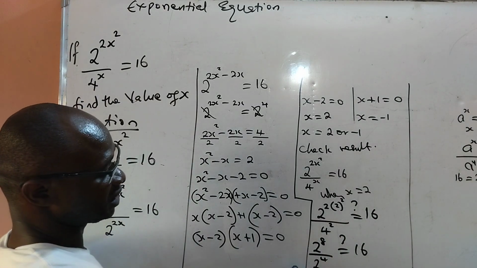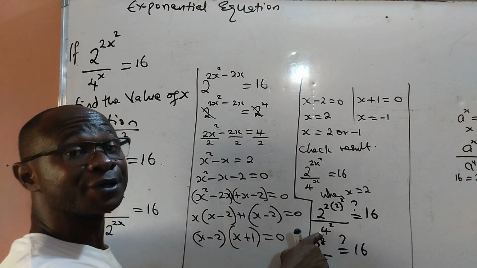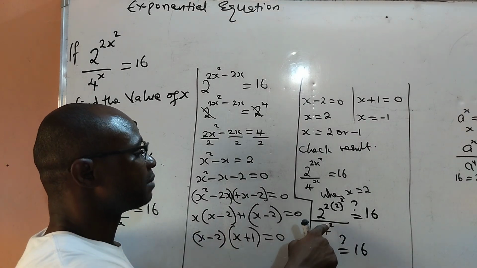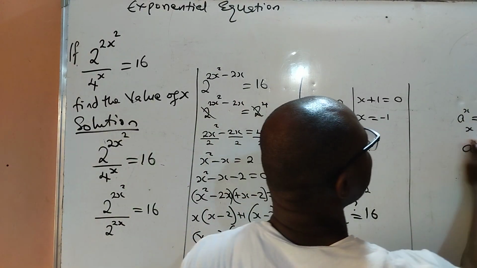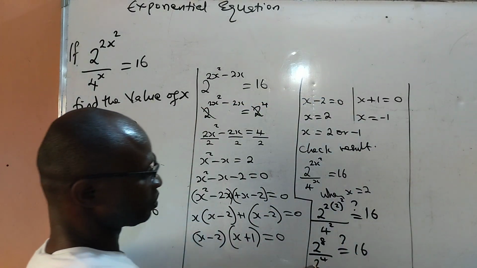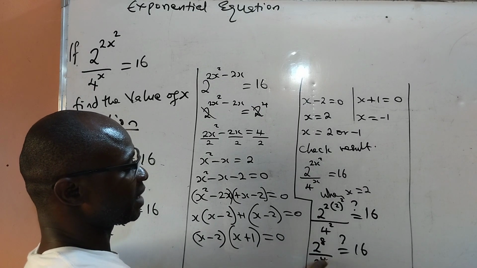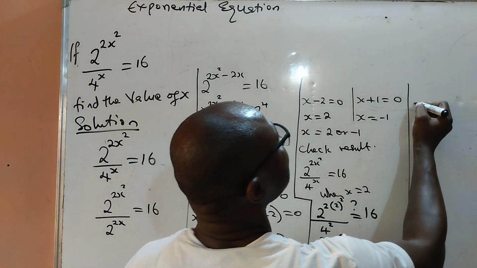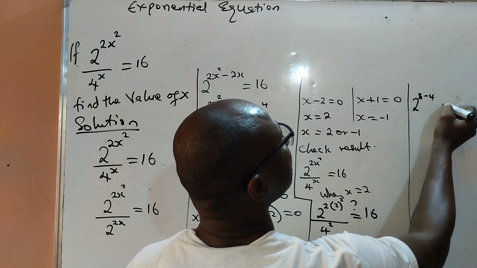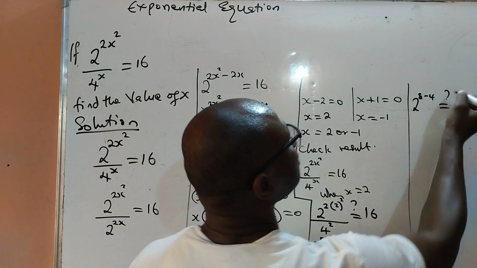What I have done here is that 4 is the same thing as 2 raised to power 2, then multiply by 2, which is now 2 raised to power 4. And by what we have said before now, that when the bases are the same, the powers will subtract under division by law of indices. I will now have 2 raised to power 8 minus 4. Will this give me equal to 16?